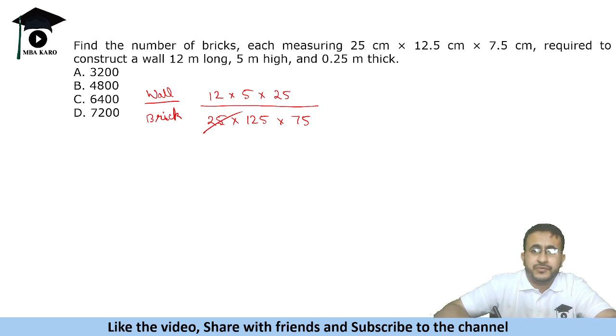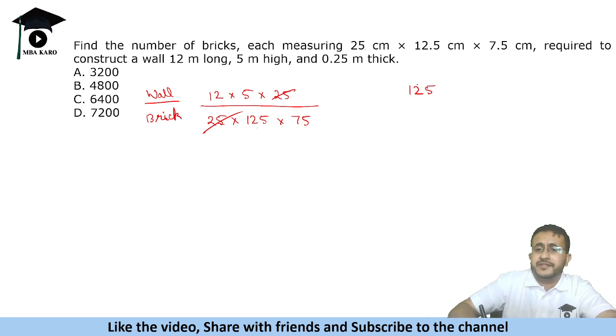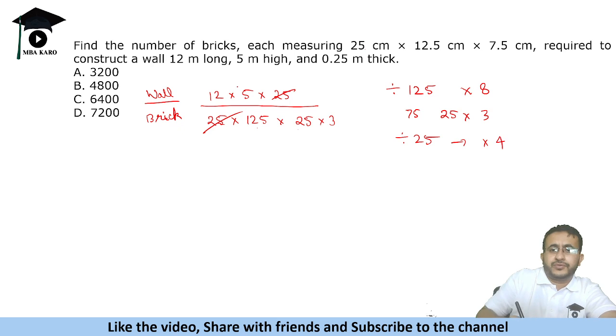Now 25 and 25 cancelled. Okay, now we see that this is 12 into 5, 125 and 75, right? 125 division by 125 should be converted to multiplication by 8. This is 75. 75 is basically 25 into 3. Okay, so write 3 here. Okay, and division by 25 needs to be converted to multiplication by 4. Okay, so we will do the same thing.